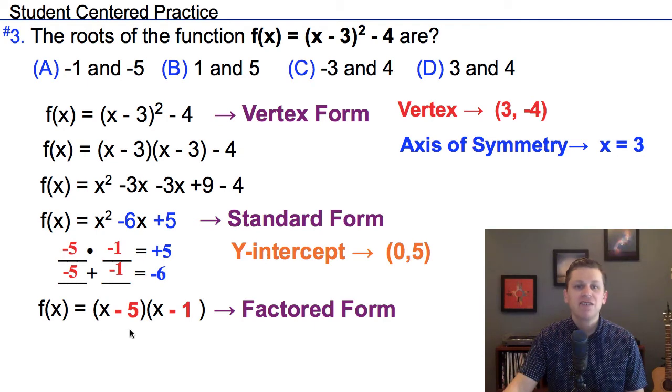Once I have factors of x minus 5 and x minus 1, it's very easy to find the roots or the zeros. All we do is use the opposite signs of the factors. So if I have a factor of x minus 5, the root associated with that is x equals 5. If I have a factor of x minus 1, the root associated with that is x equals 1. Here the answer is choice B.